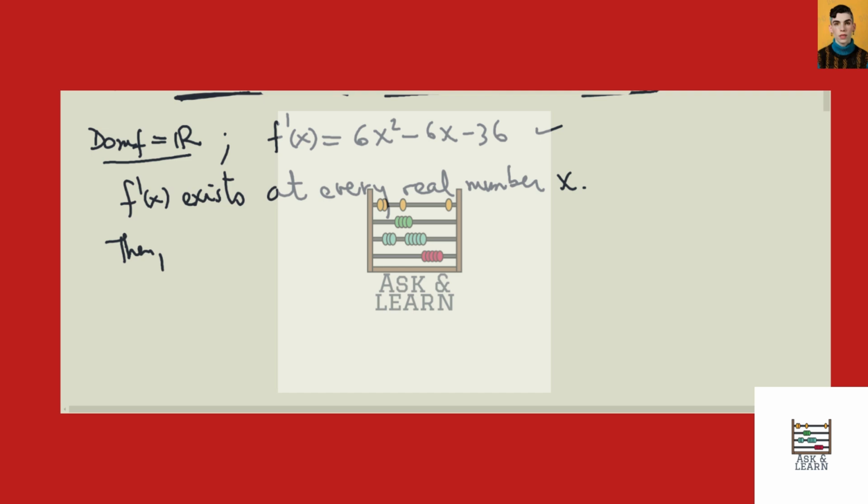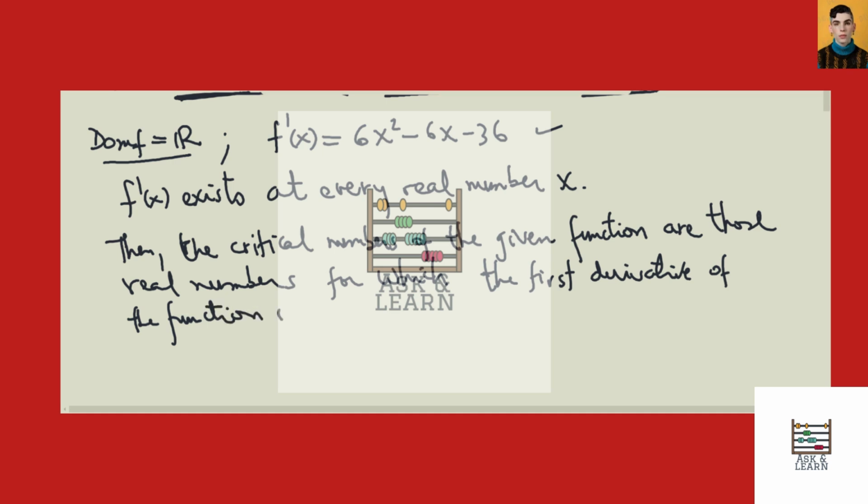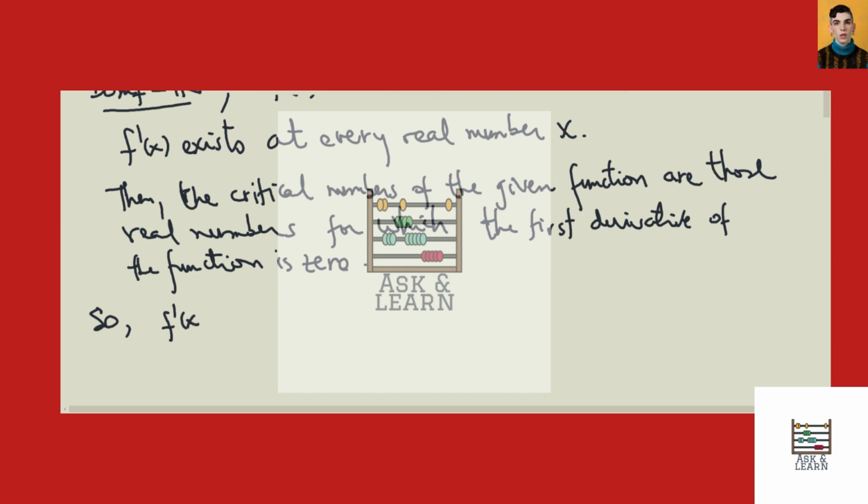Then the critical numbers of the given function are those real numbers for which the first derivative of the function is 0. So we start by equating to 0 the first derivative. That will give us the critical points.